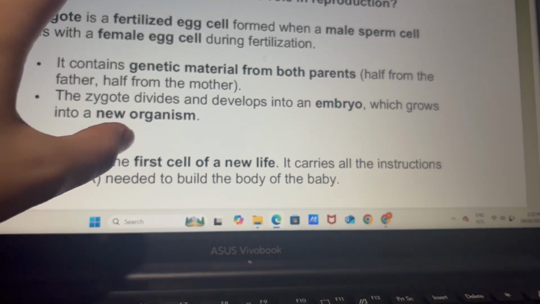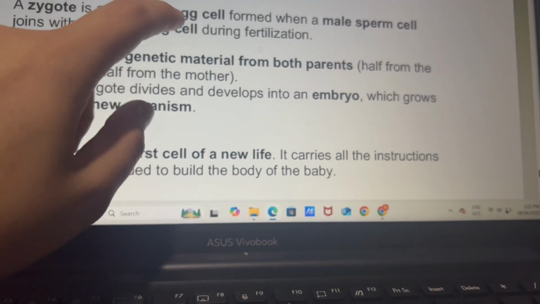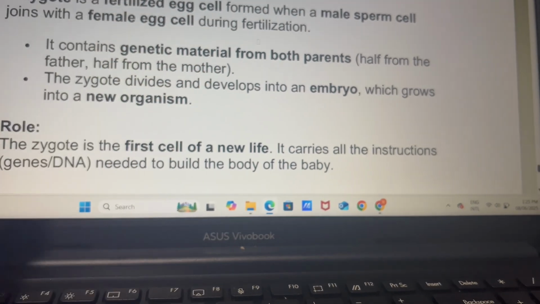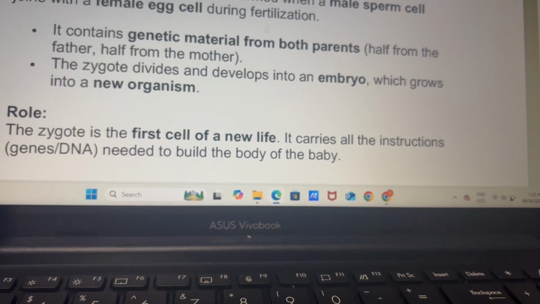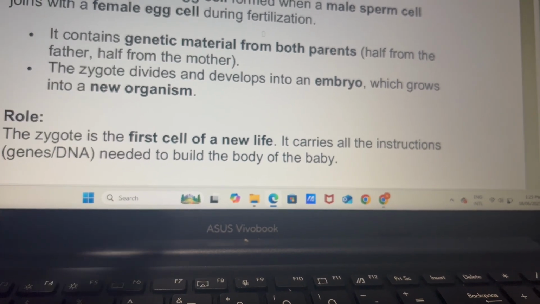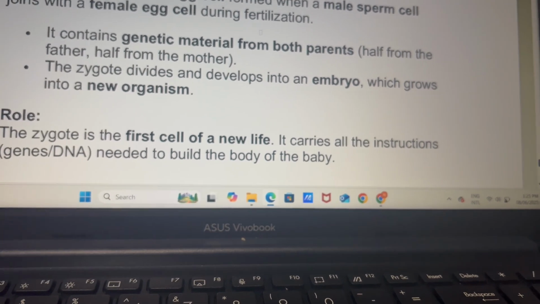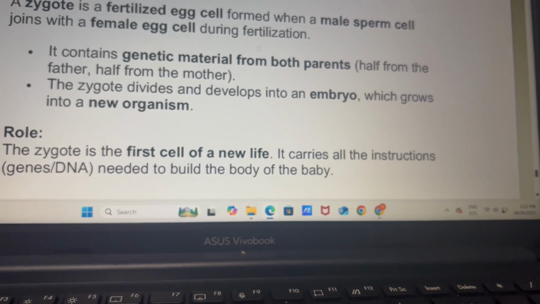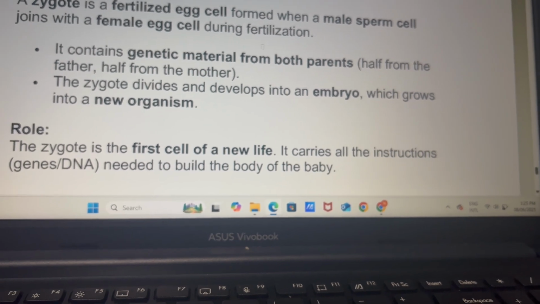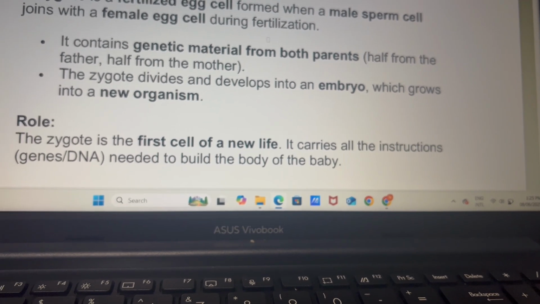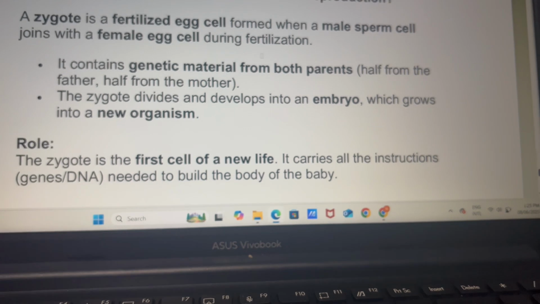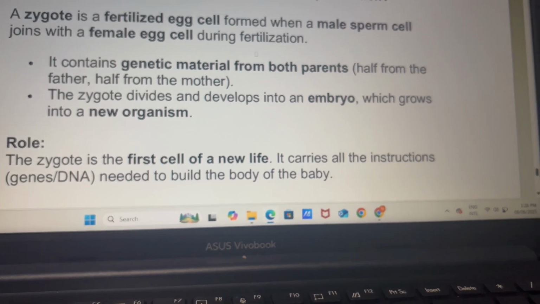So its role is mainly that the two cells, the egg cell and the sperm cell, carry the genes inside their nucleus, and they fuse to form the zygote. And this zygote is going to grow, or divide, to form the new organism.